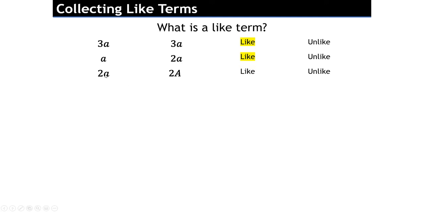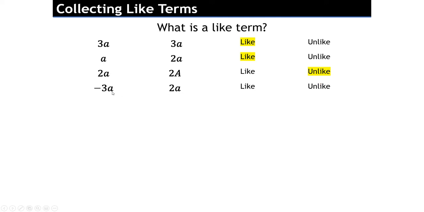Next one, we've got 2a with a lowercase a and then 2a with an uppercase a. These, even though they're the same sort of alphabet letter, because they are not visually exactly the same, one's lowercase and one's uppercase, it makes them unlike. Even though that digit is the same, this is what's important, the unknown variable.